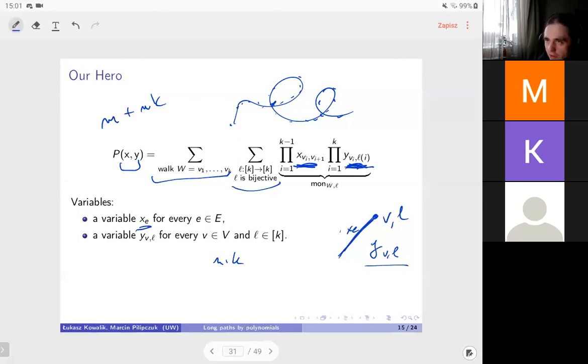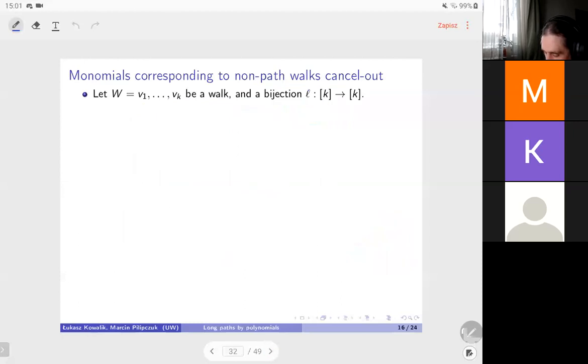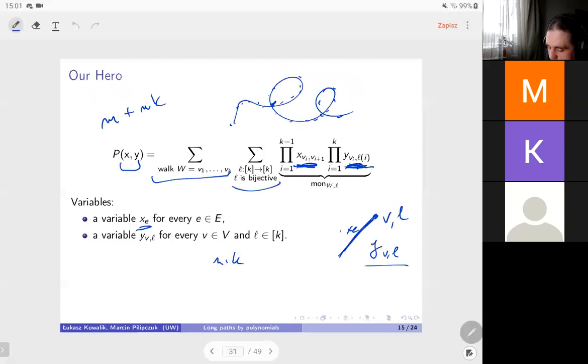So this is our polynomial. I tried to give some intuition where it comes from, and now I want to prove that this is actually a very good polynomial that solves all our problems in a moment. So let's try to analyze this polynomial. First I want to say that if this is evaluated in a field of characteristic 2, so 2 equals 0, then the monomials corresponding to non-paths, the walks that are not paths, will cancel out.